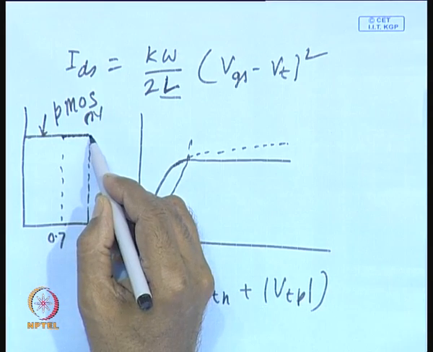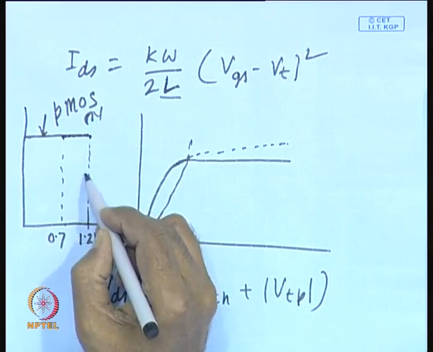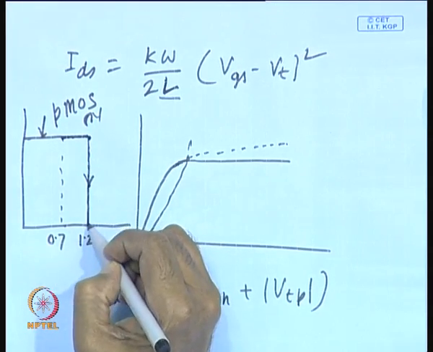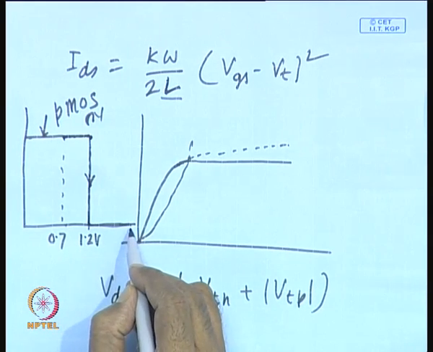Then of course, the NMOS transistor turns on when it reaches 1.2 volt, and the output goes down to 0 volt, and then it remains 0 for the remaining part of the circuit.